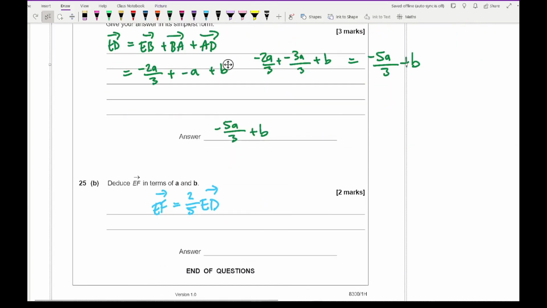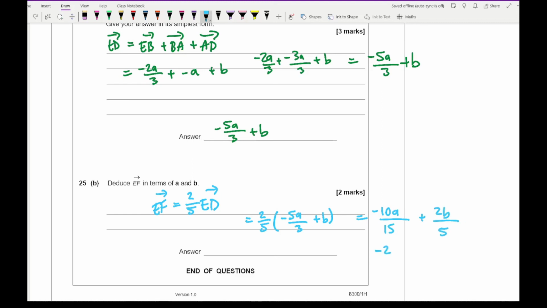So it's going to be 2/5 of minus 5a over 3 plus b. If I then multiply that out, I get 2 times minus 5 is minus 10a over 15, plus 2b over 5. And if I simplify those fractions, I get minus 2 over 3 a plus 2b over 5, and that there is my final answer.